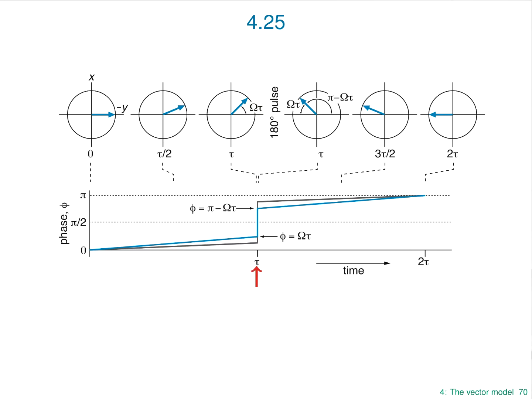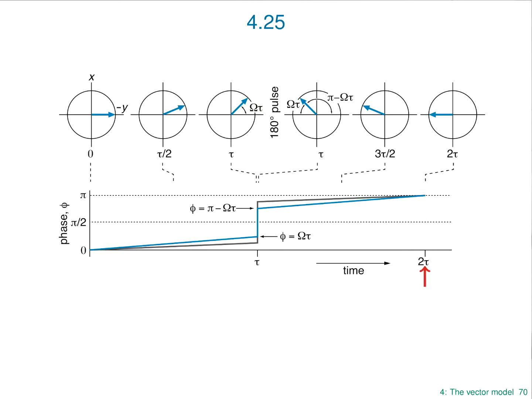And then the 180 degree pulse changes the phase from phi to pi minus phi. And that's exactly what we've got there. The phase goes from omega tau to pi minus omega tau, and that's what the 180 degree pulse does. And then the evolution continues so that right at the end the phase is pi.